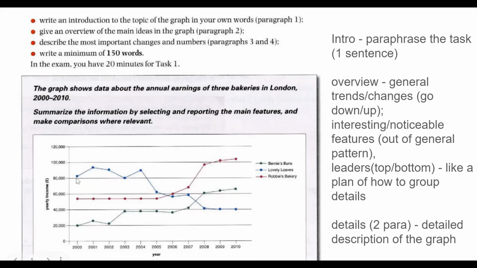For example, here we can see yearly income. It's given, like 180,000. We don't write about it in overview. We can only say something general, like goes up, goes down. That's it.